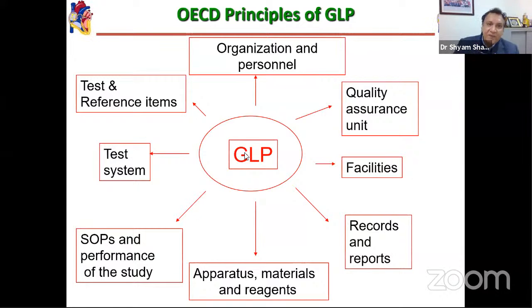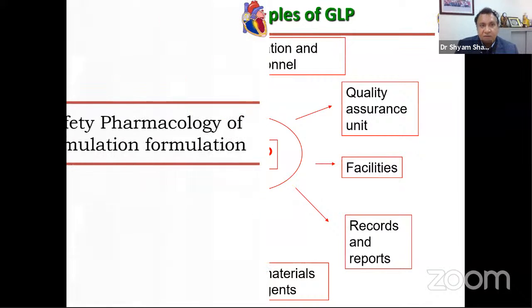And these principles involve all facets: facilities, organization, records and reports, equipment. You have to create standard operating procedures, test systems like your rat, mice, dog, or anything, and test and reference items. I think every one of you must go through this if you have not gone through it.